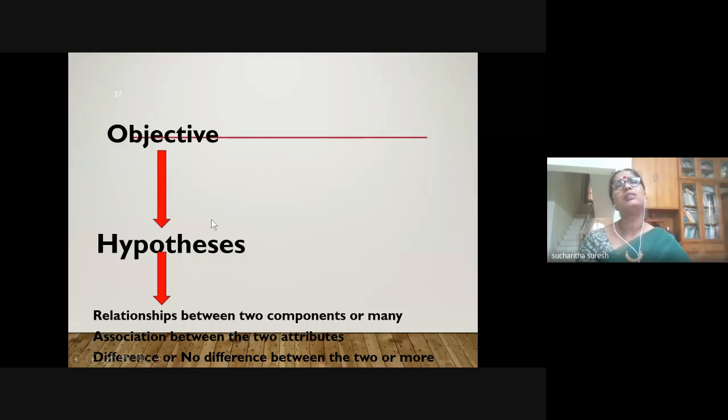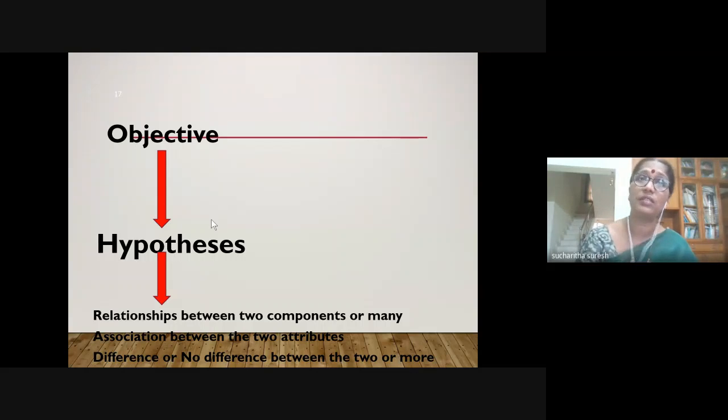Your hypothesis will revolve around only three of these components. One is relationship or impact. It is one and the same, dear friends. Sometimes you state that there is a significant positive relation. Positive, negative and all, you don't mention now because we don't know what is going to happen. If it is not positive, you have to reject that hypothesis.